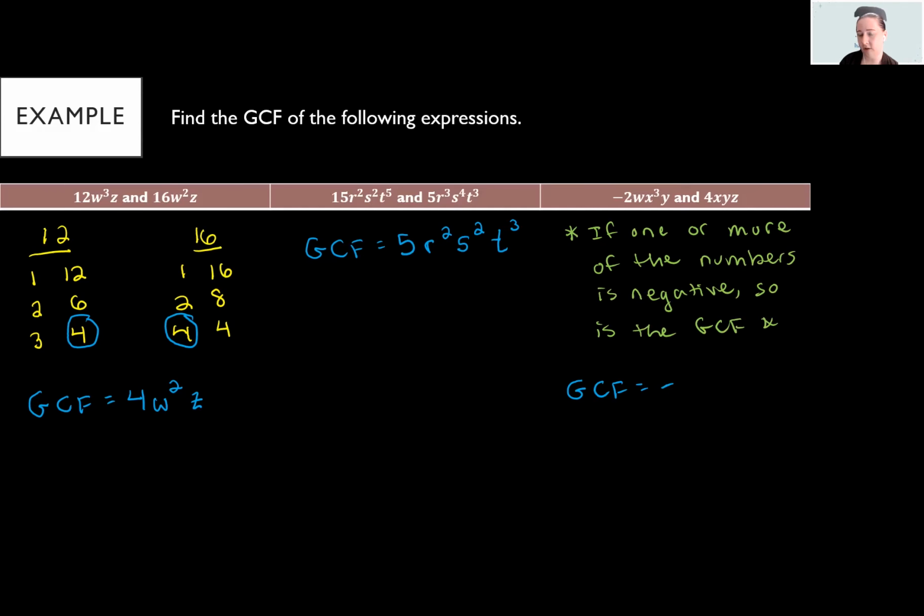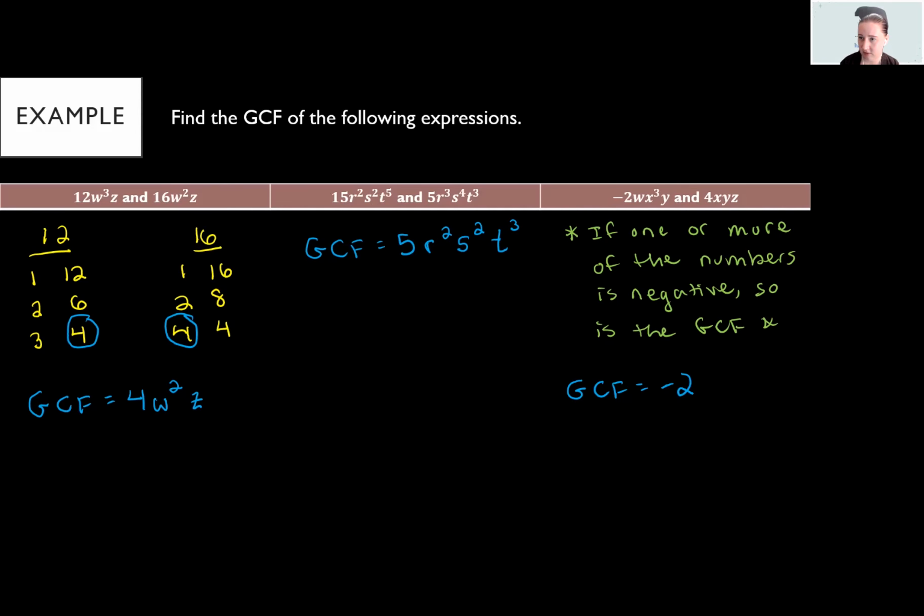And then I focus on the numbers 2 and 4. The biggest number I can divide is 2, 2 divided by 2 and 4 divided by 2. I can do that mentally, I'm not even going to bother showing work there. Then W. I have a W in one, but not the other. So W is not in my greatest common factor because it's not in common. They both don't have it.